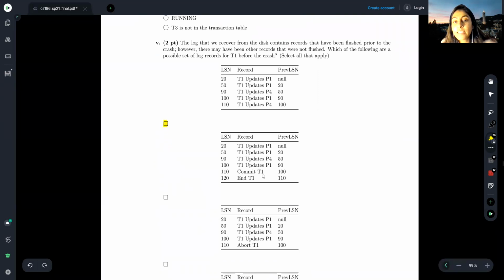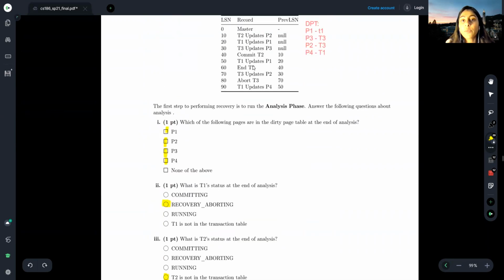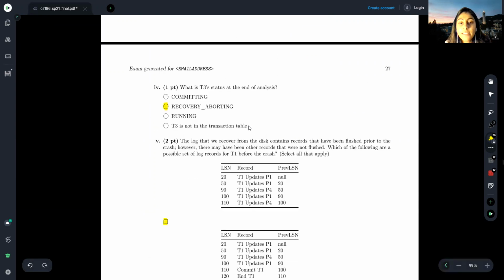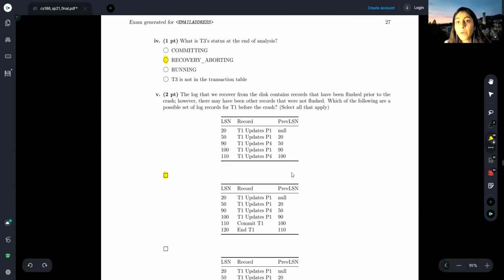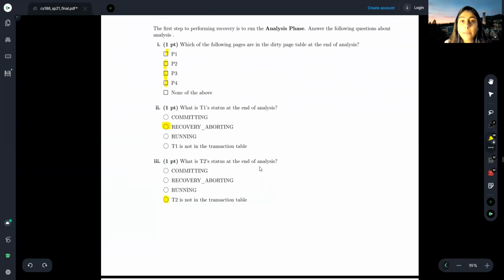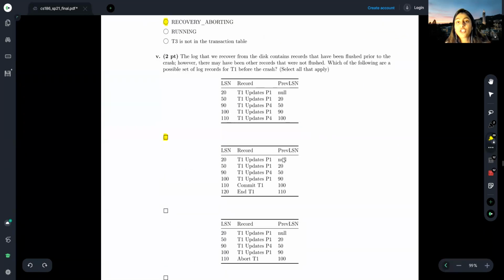The second one has T1 committing and then ending. Now remember, when we said prior in this question that T2 has ended, any changes that it made on its pages and committed have been flushed to the disk. In this situation, since T1 has committed and T1 has ended, all of the changes that T1 made to the pages, we expect them to have been flushed to the disk already. But we see in our current DPT and in our transaction table that that's not possible. It would change the status of our transactions. So this is not a viable answer.